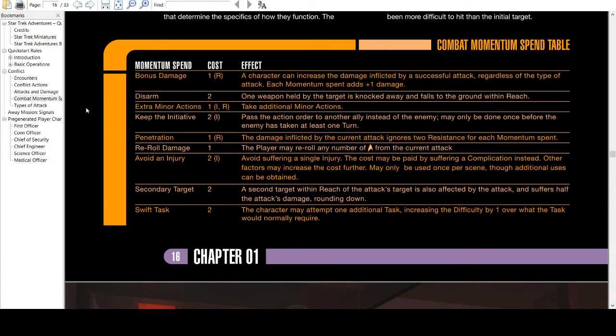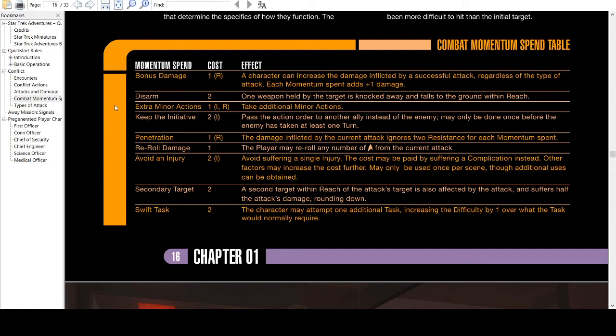Okay, so let's look at the first one. Bonus damage, cost is 1, repeatable. A character can increase the damage inflicted by a successful attack regardless of the type of attack. Each momentum spent adds 1 damage, and this is repeatable, so it's one momentum for 1 damage. Disarm, at the cost of 2 momentum: 1 weapon held by the target is knocked away and falls to the ground within reach.